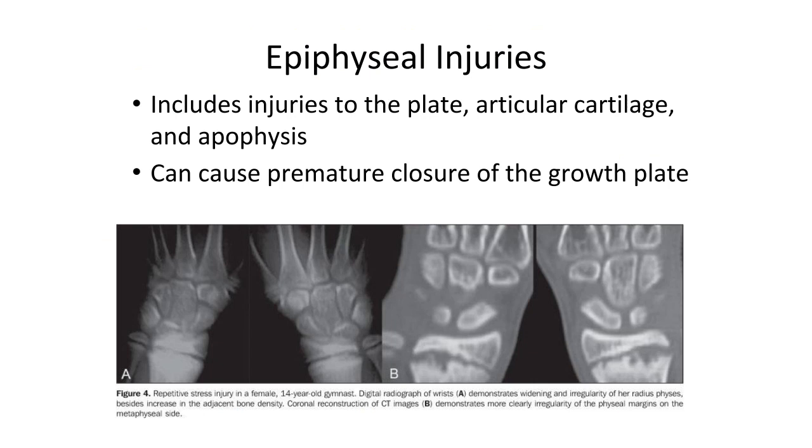All right, so let's switch from bone fractures to epiphyseal injuries. These are injuries that occur to the epiphyseal plate, the articular cartilage at the very end, or the apophysis. The issue with these is that they can cause premature closure of the growth plate. In a child, you'll notice the X-rays here are repetitive stress in a female 14-year-old gymnast.